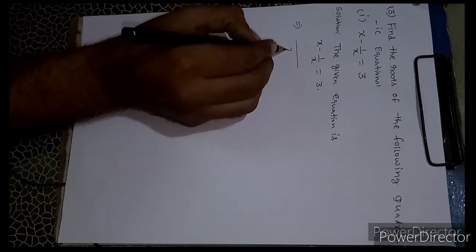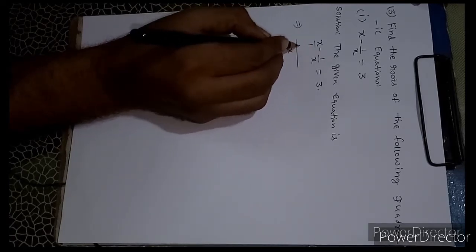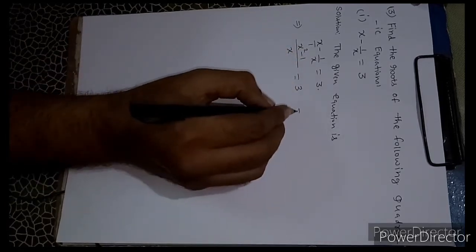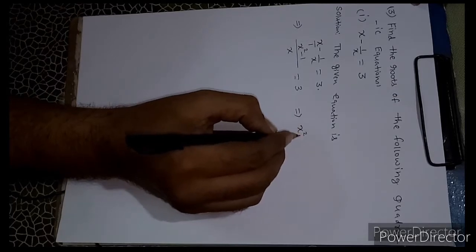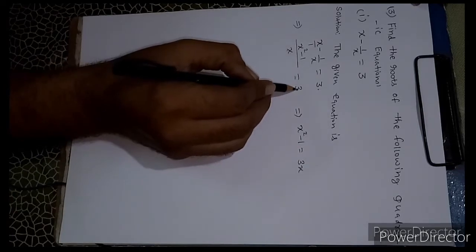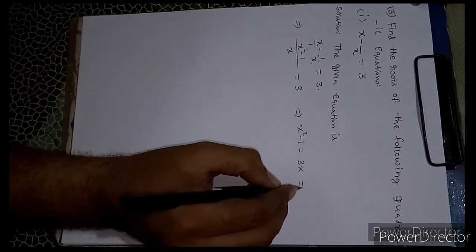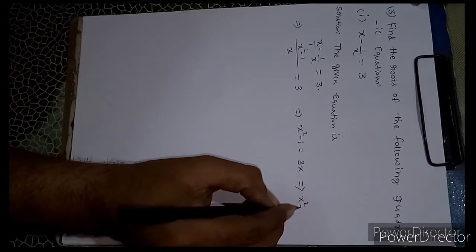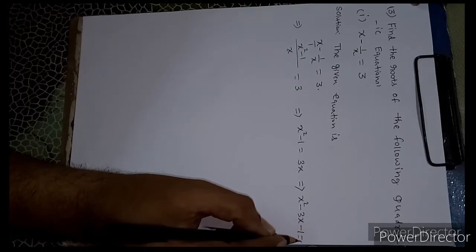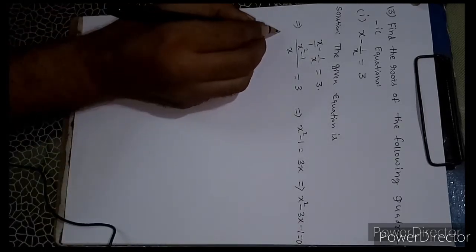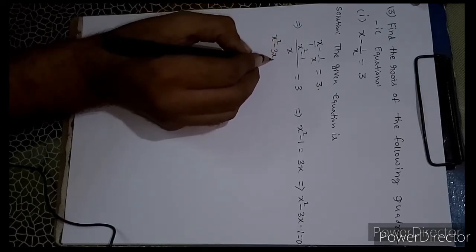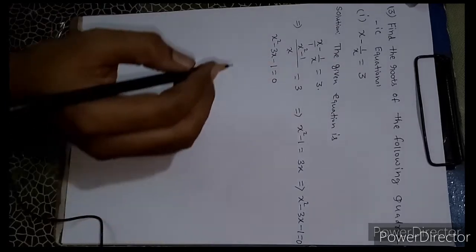So if I take the LCM, you are getting, here you can write x by 1, x square minus 1 equals to 3. That is, x square minus 1 is equals to 3x. This x is multiplied over here. So you are getting x square minus 3x minus 1 equals to 0. So we have got the quadratic equation x square minus 3x minus 1 equals to 0.